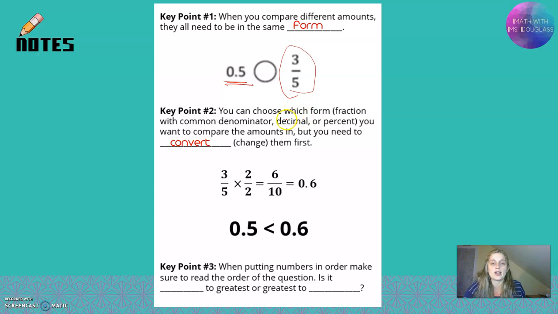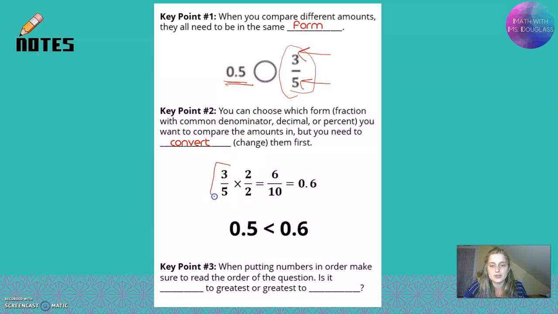Keep in mind, if you choose fractions, you need to either be comparing with a common denominator, make them both out of fifths, or a common numerator, which we haven't practiced as much. So I tend to steer clear of fractions. I go for the percents or the decimals.